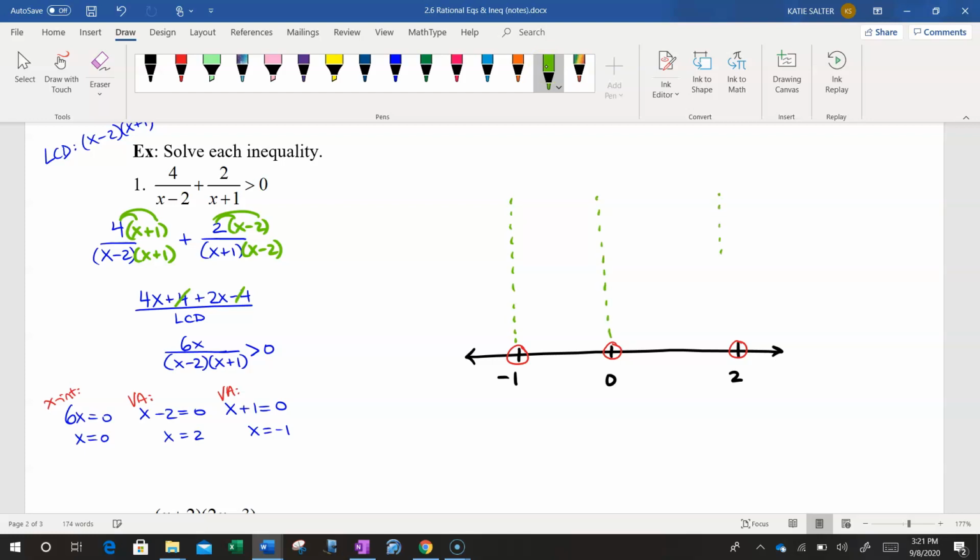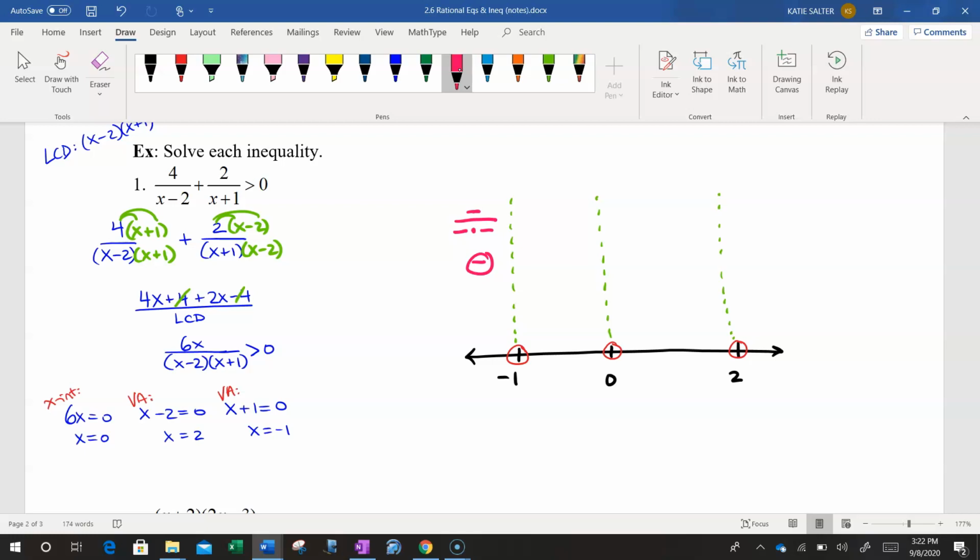Now, the easiest way to do this is just to substitute values into these factors and decide whether it would make that factor positive or negative. So, for example, if I substitute a number less than -1, so let's just say -2, into 6x, it would make it negative. If I substitute -2 into x minus 2, that would also be negative. And if I substitute -2 into x plus 1, that would be -1, which is also negative. So if I do a negative divided by a negative times a negative, that's a negative divided by a positive, which is ultimately negative. So this section's negative.